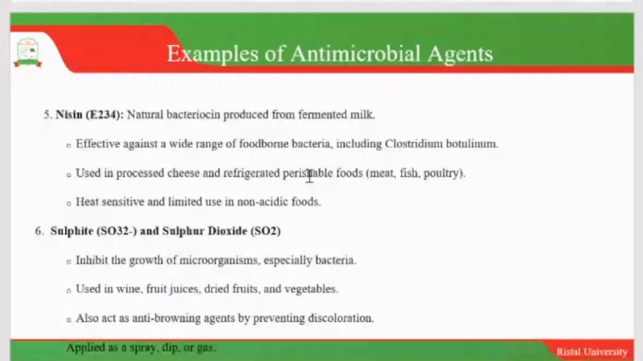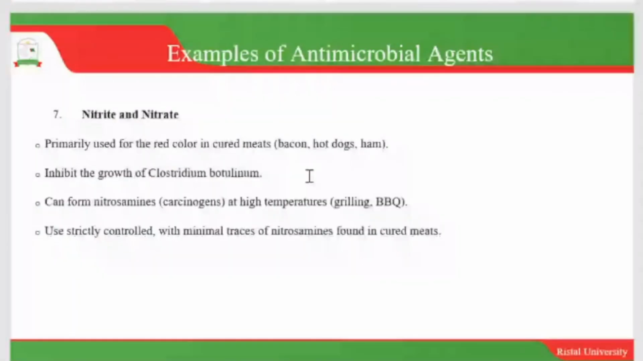So what are the other examples of these antimicrobial agents? We have the nitrite and also the nitrate. We are saying these are used for red color in cured meats such as bacon, ham, etc. And like most of you know, when you look at the food prepared by the developed countries, who have an abundance of these chemicals at their disposal to use as preservatives, their foods look a little bit different compared to ours.